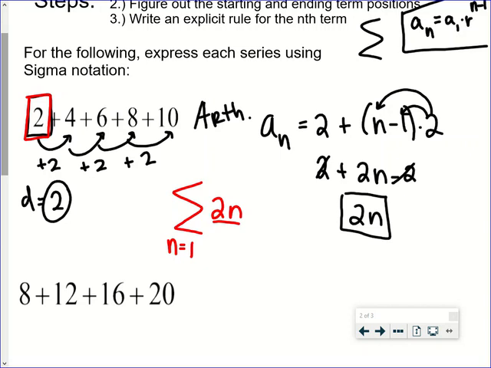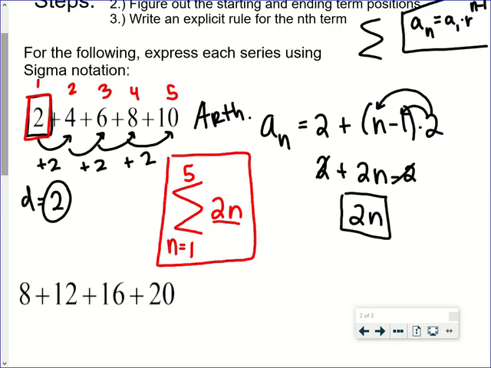Most of the time, it's always going to be 1, depending on where you start, but you can maneuver it and manipulate it to always be a 1. So it's going to be n equals 1. Then you just count your terms. So if this is 1, we would just count up until we get to our last term, which is 5. So then that goes on top of our sigma, and we are done.